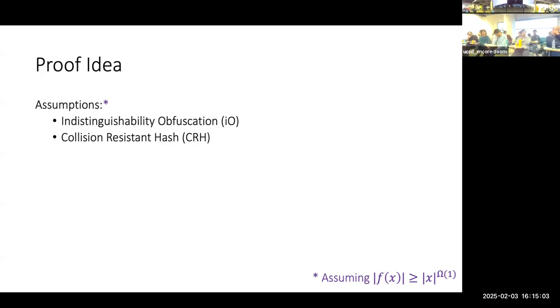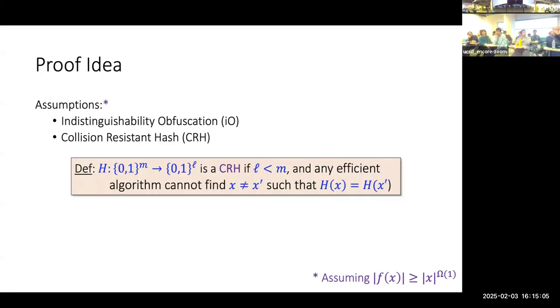A collision-resistant hash function is an efficiently computable function H from a large number of bits to a small number of bits. So there are many collisions in this function, but any efficient algorithm cannot find any single collision. Okay, so there are many collisions, but we cannot find them. And this is the second assumption.